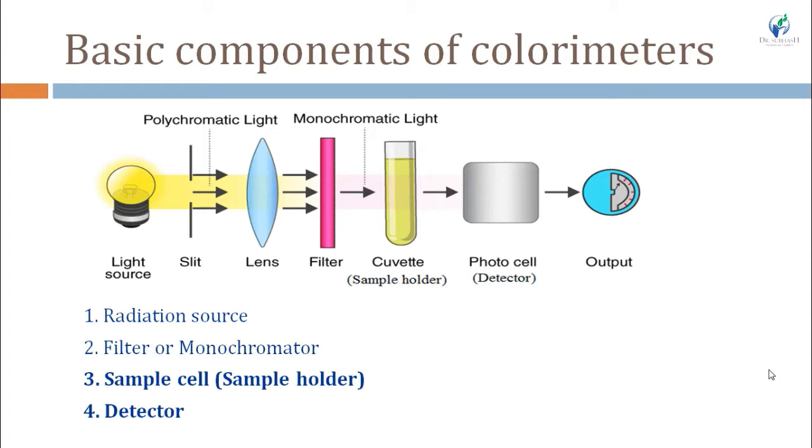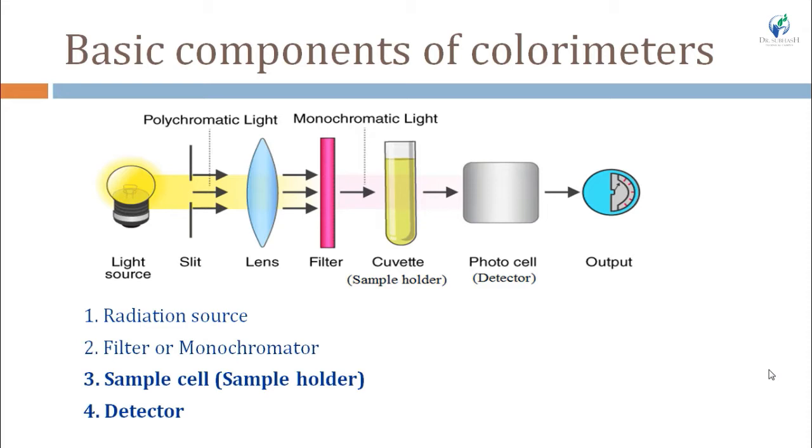Then this monochromatic light passes through the sample, which is in the sample holder, and the transmitted light from the sample then comes to the detector and then finally to the output. The detector detects the transmitted light from the sample, right?